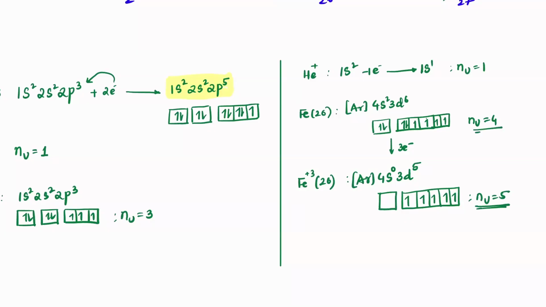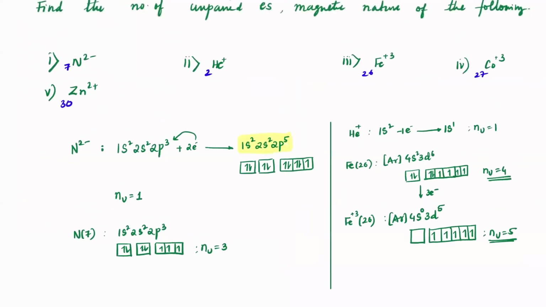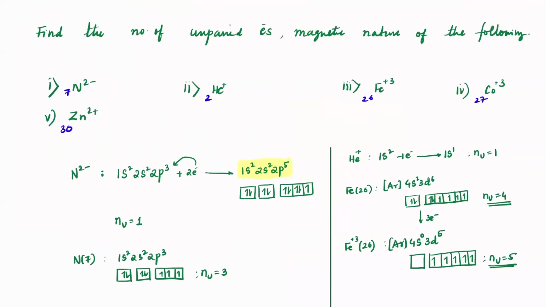So originally we had 4 unpaired electrons before removing. Now if the question is about Fe plus 3, how many unpaired electrons do we have? Now we have 5 unpaired electrons. Clear, everybody? Same goes with cobalt also.